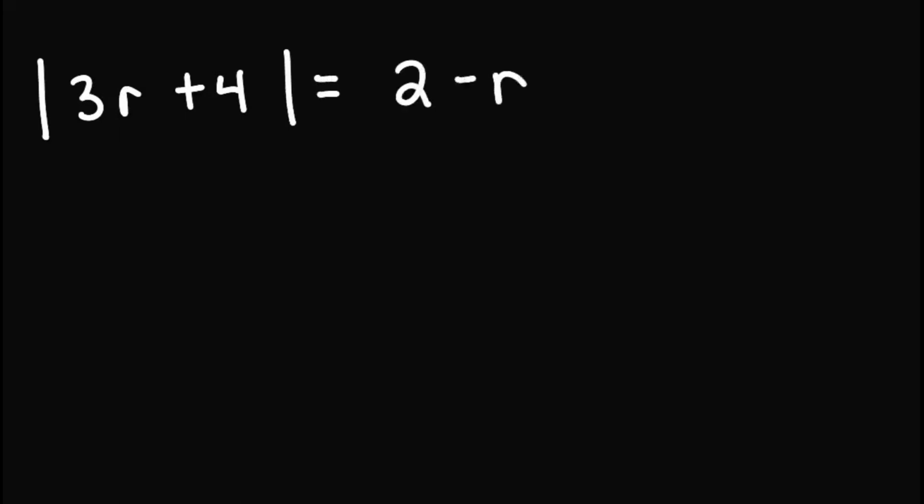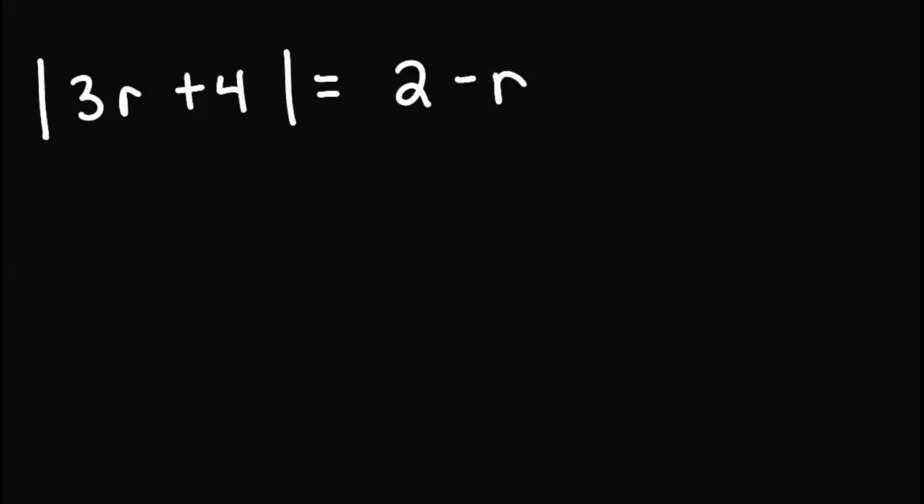So starting with this one, if we have the absolute value of 3r plus 4, and this one is equal to 2 minus r. As you can see, the right side of the equation is an algebraic expression, which can be positive or negative. So how do we solve this one? Well, the best way is to apply the cases method again.